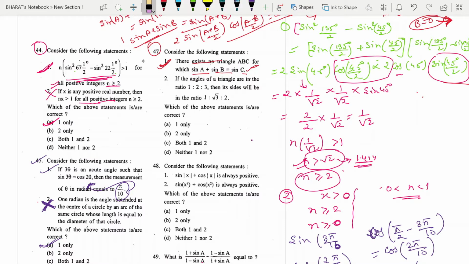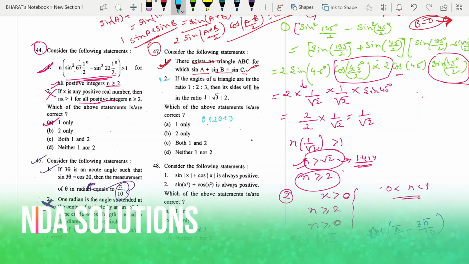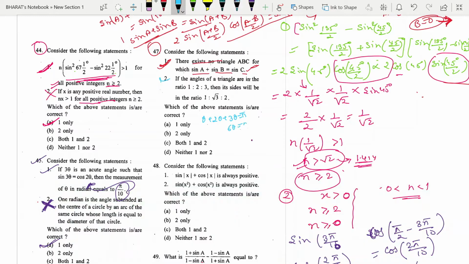The second statement says that the angles of the triangle are in the ratio 1 : 2 : 3. If the angles are in the ratio 1 : 2 : 3, then it can be written as theta plus 2 theta plus 3 theta, which will be equal to pi. That is 6 theta is equal to pi, and theta is equal to pi by 6.